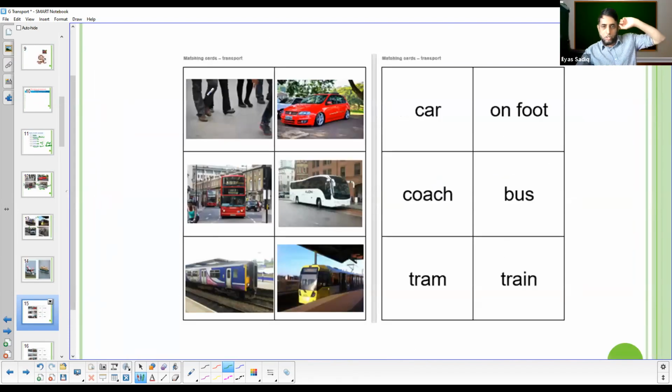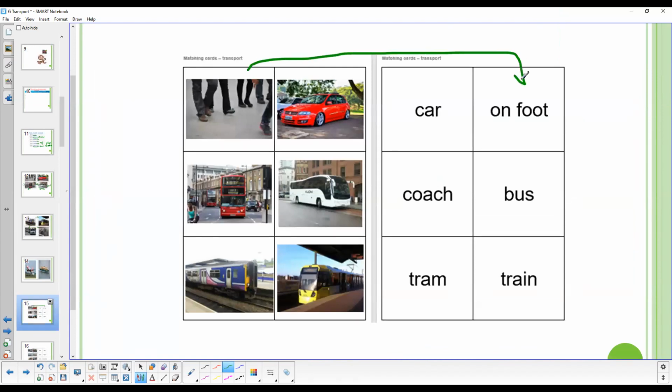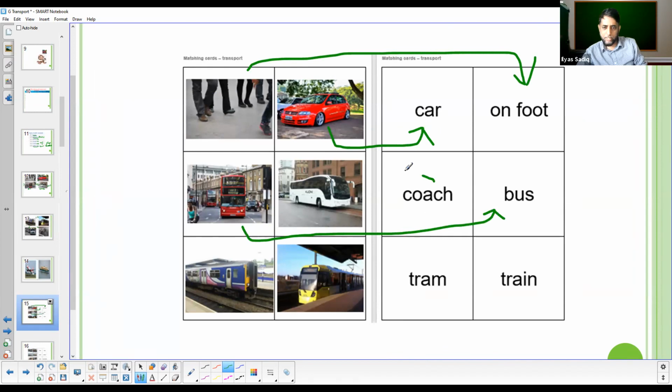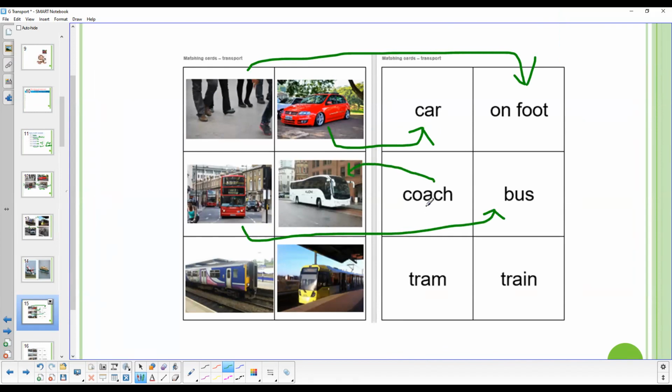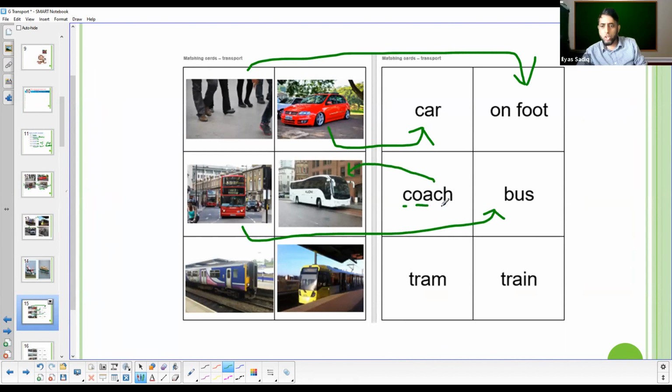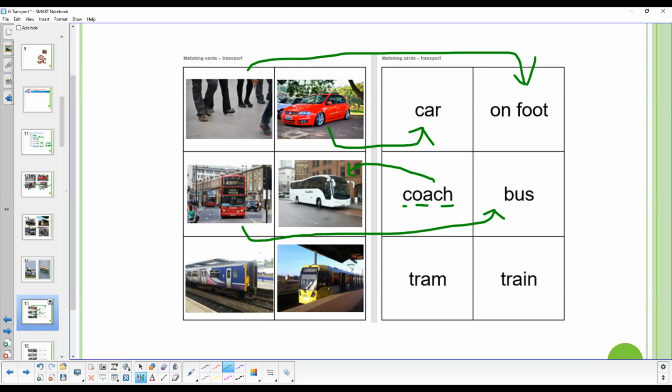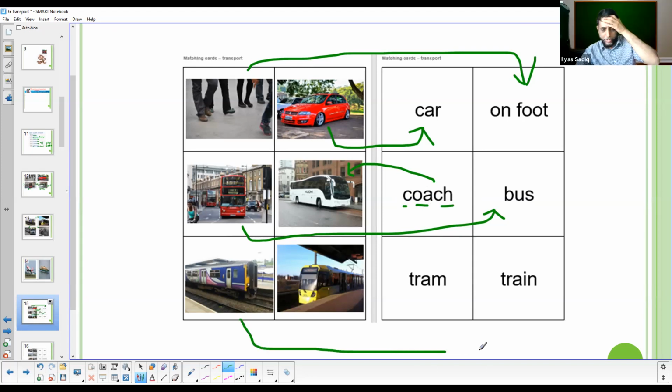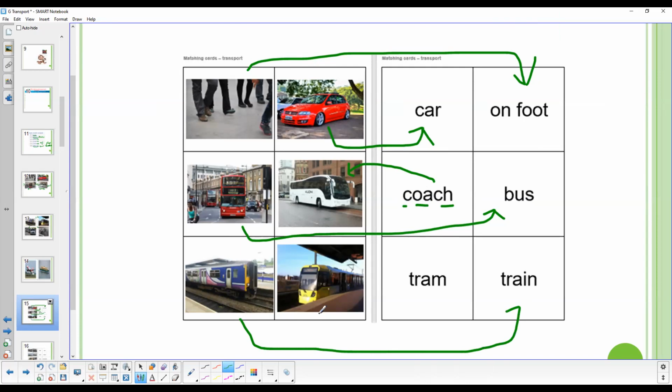So here you go again. What could we call this? On foot. Car. Bus. This is a bus here, and then this is a coach. Train. Tram. And this is the train, and the tram.